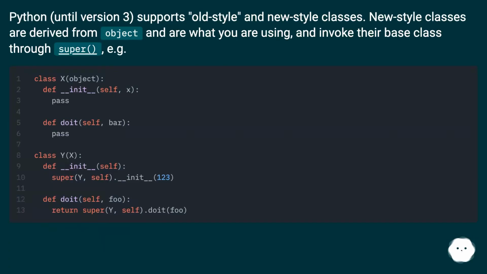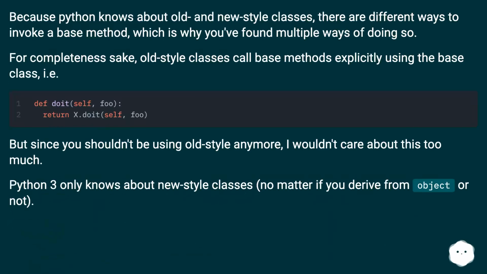Python, until version 3, supports old style and new style classes. New style classes are derived from object and are what you are using, and invoke their base class through super, e.g. Because Python knows about old and new style classes, there are different ways to invoke a base method, which is why you found multiple ways of doing so.